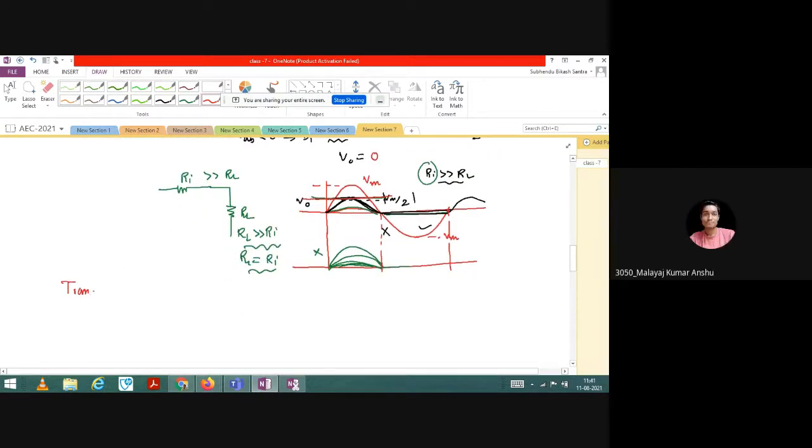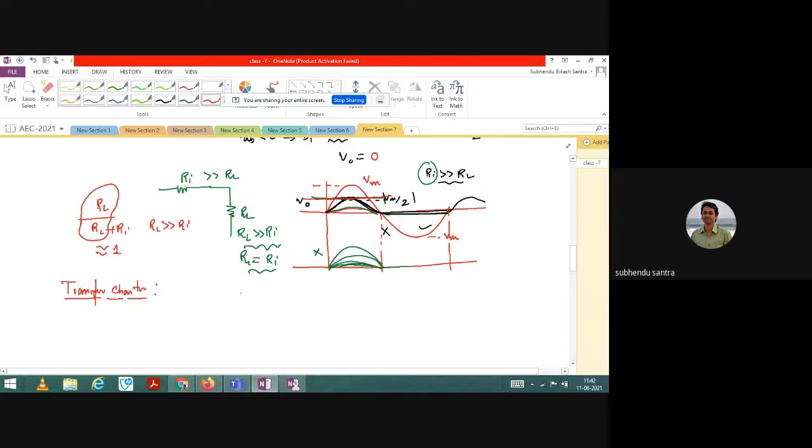One more thing, sir. When RL is much greater than Ri, then the input voltage will be equal to the output voltage, no? Exactly, it is closely equal, because the ratio is RL by RL plus Ri. Now if RL is much greater than Ri, then the ratio is close to unity. That's why it is so.